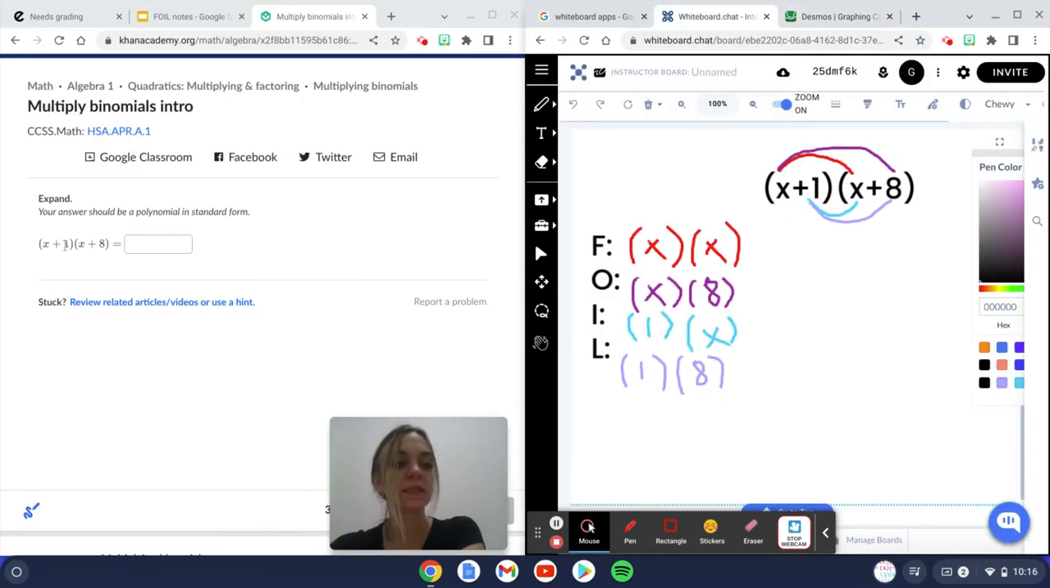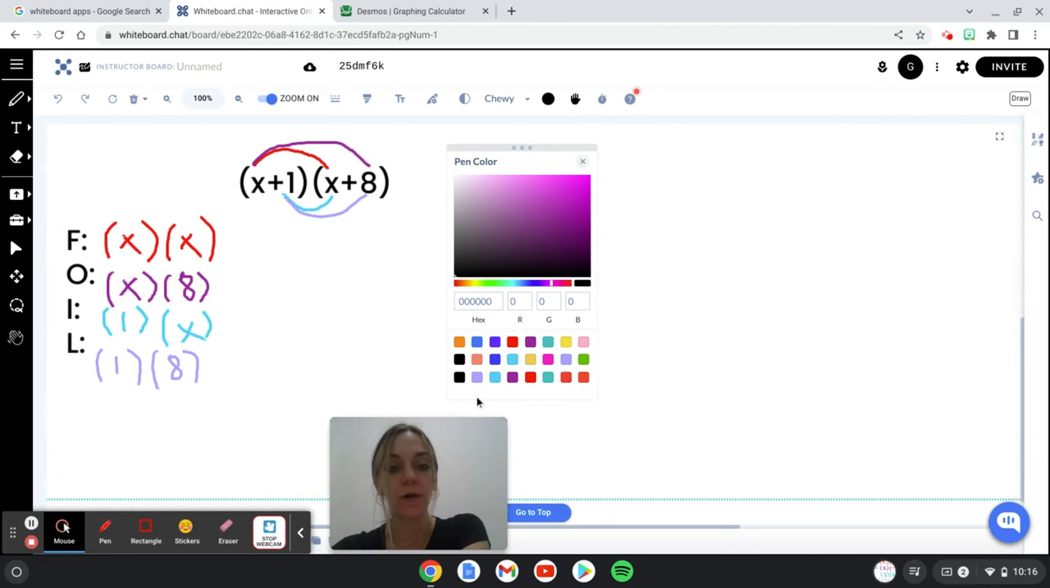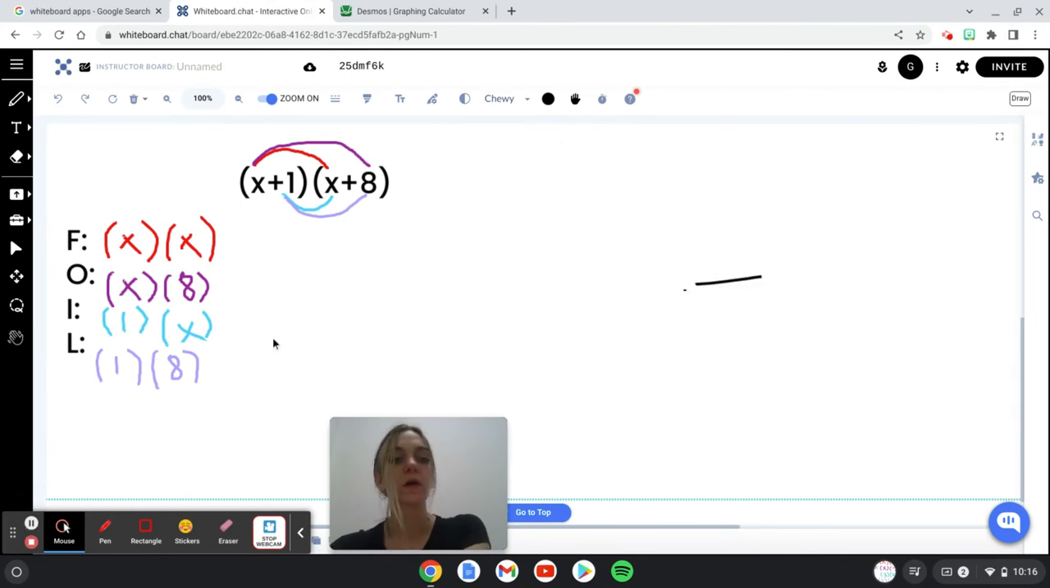So for this next example, we have x plus 1 times x plus 8, which I put over here. We're just going to focus on this for now. So F stands for first, so the first term in the first binomial and the first term in the second binomial. I have x times x, which just gives me x squared. O stands for outside, so I'm thinking of the outside edges of the entire thing, and I have 8 times x, or x times 8, which is 8x.